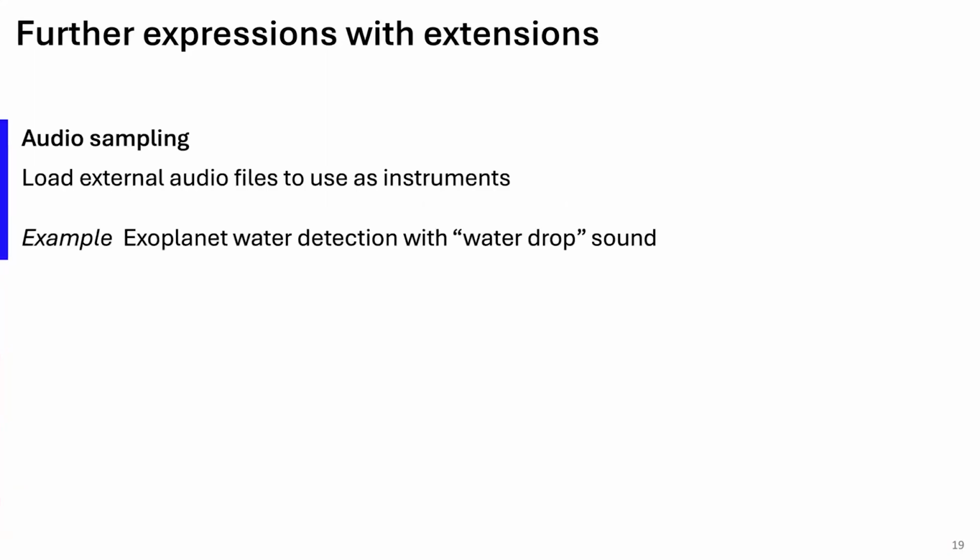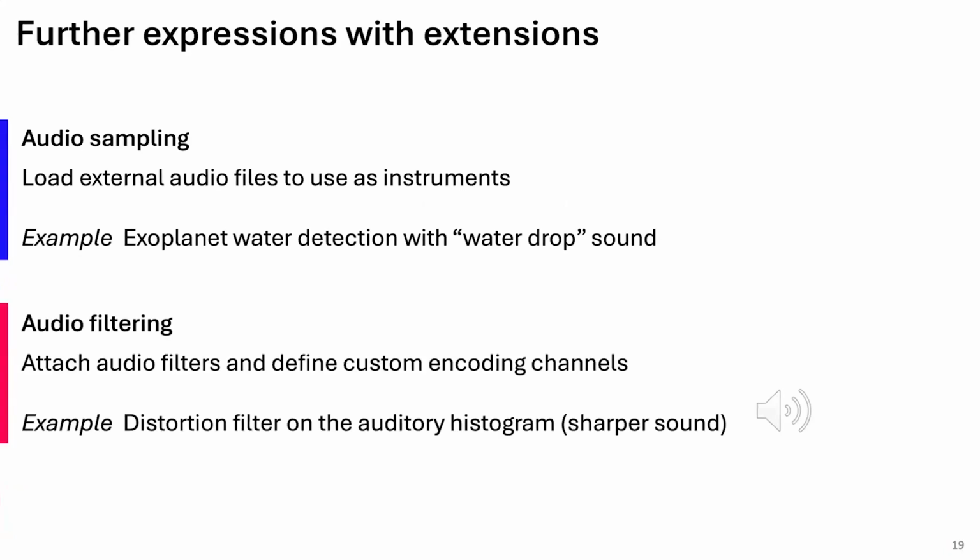Erie's design spec, compiler, and player support some extensions. For example, external audio files like the water drop sounds that I had in my first example can be sampled into sonification. In addition, a developer can create and attach audio filters with some custom encoding channels. For example, I put a simple distortion filter on the auditory histogram we heard earlier, which makes a bit sharper sound like this.